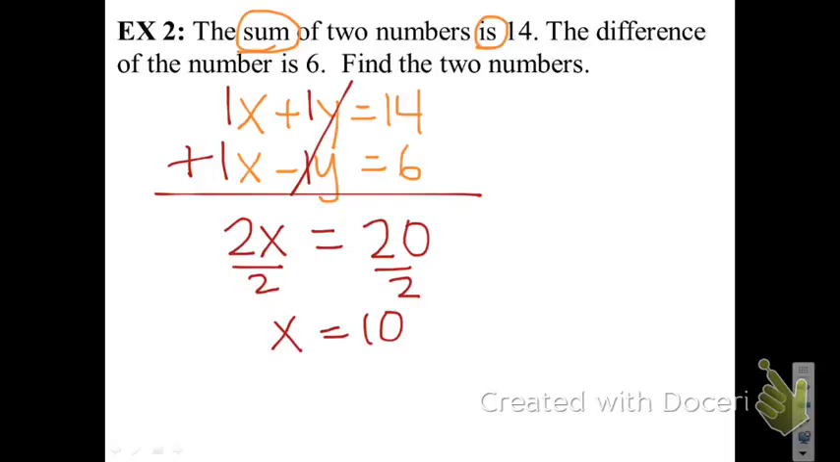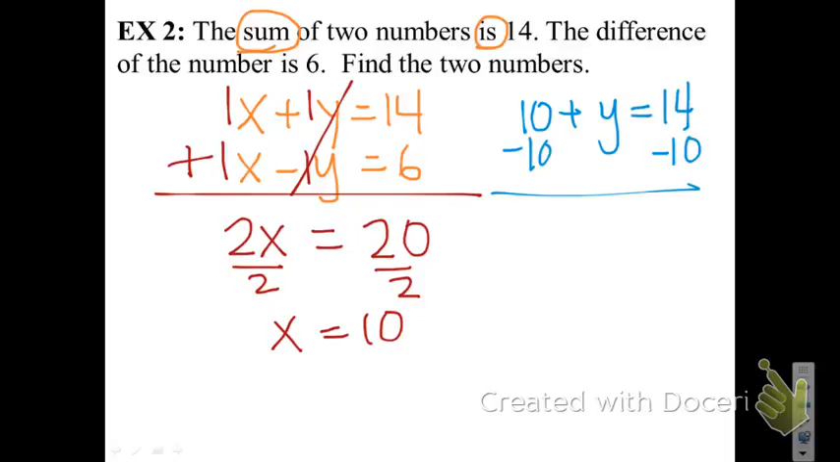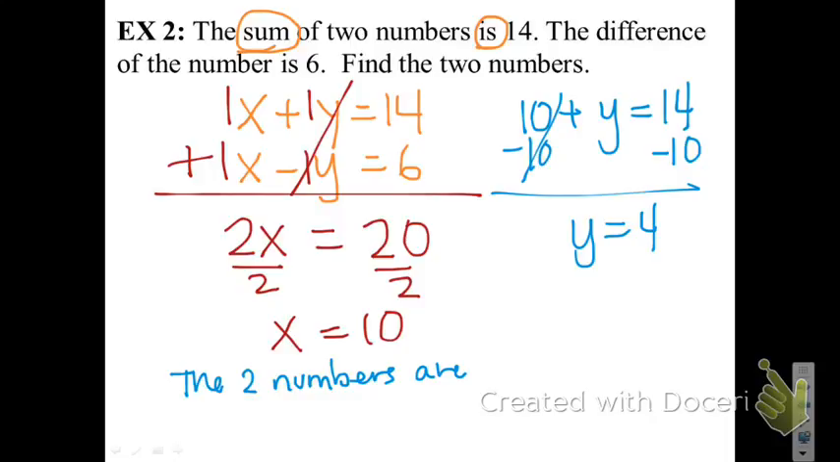Once we know one of the variables, we're going to substitute that back in, and I would choose the top equation. All our signs are positive. So instead of x, I'm going to replace x with 10 plus y equals 14, and then to solve this, we subtract 10. So y is 4. So we would answer this by saying that the two numbers are 10 and 4.